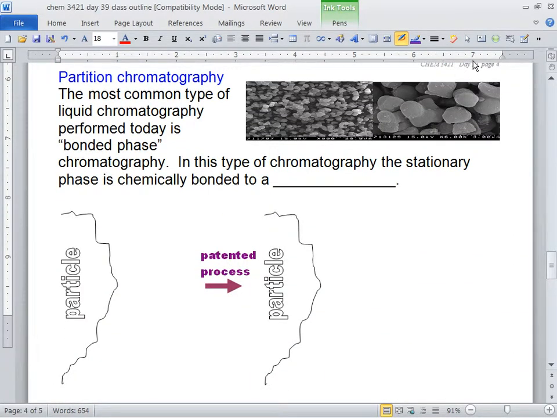Partition chromatography. So this is what life has evolved to in HPLC right now. The most common type of liquid chromatography performed is bonded phase. So all they're saying is, oh, and I didn't bring a column.